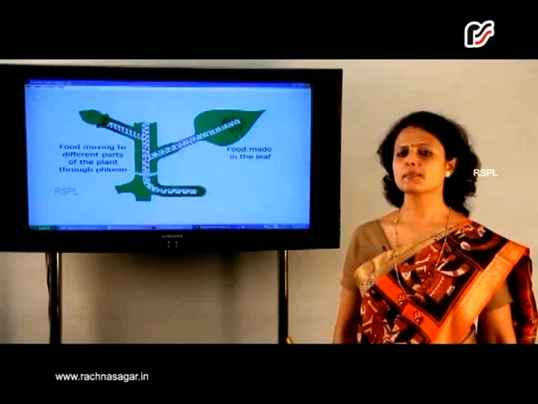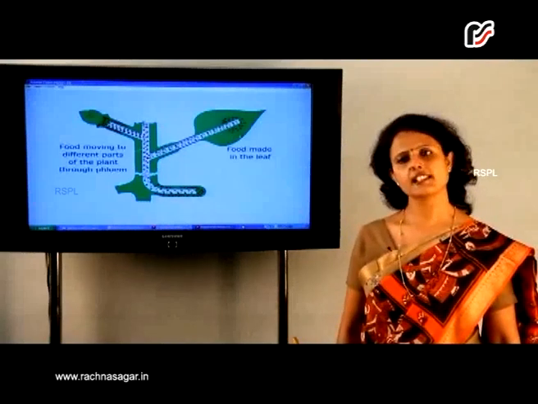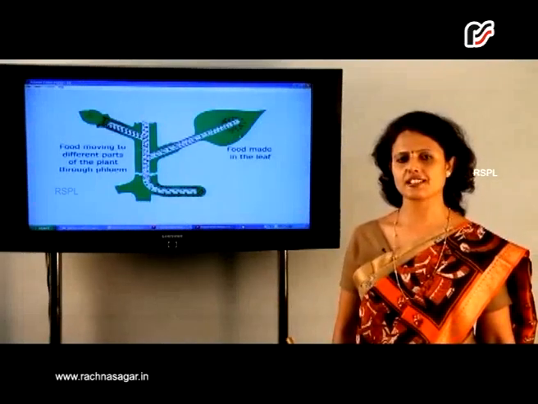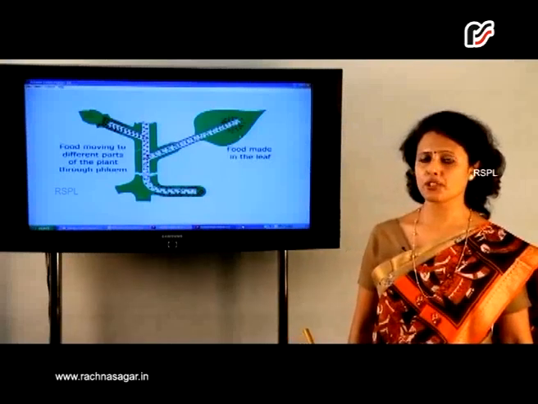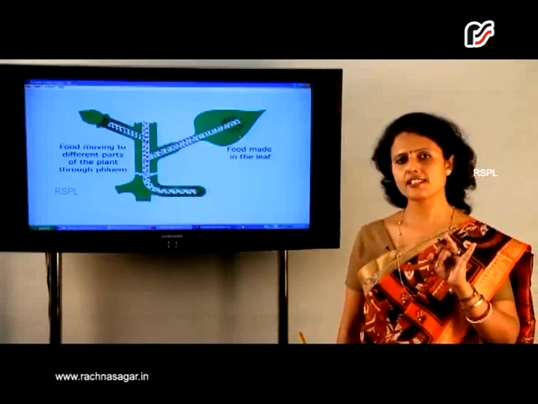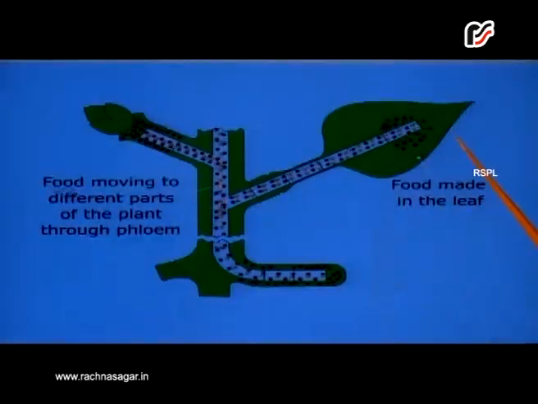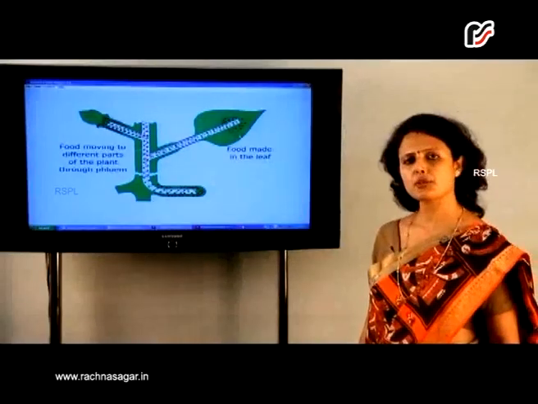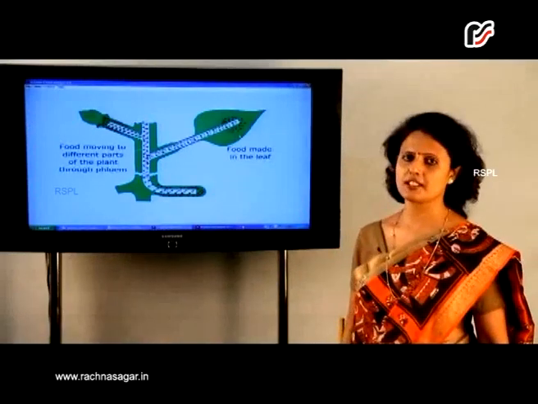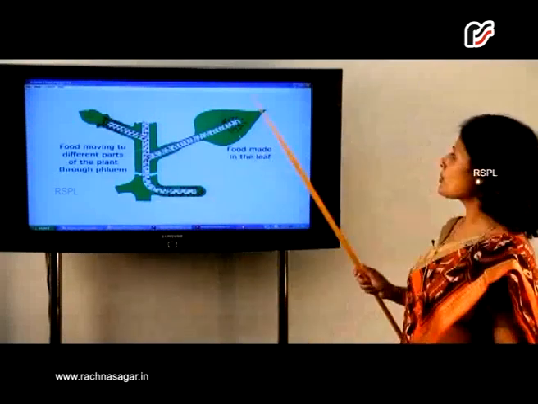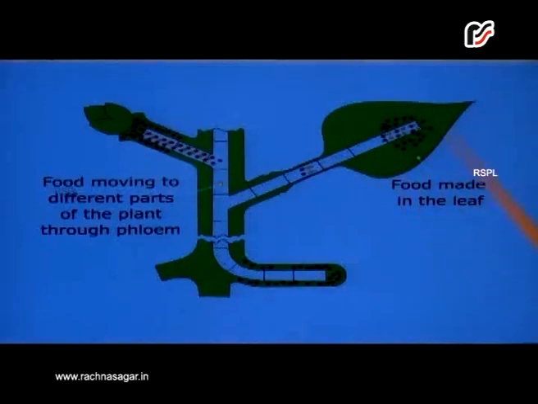The process of transport of food through phloem is defined as translocation. Phloem helps in transporting food, amino acids and many other substances. Food in the form of sucrose is first loaded onto the phloem tissue by utilizing ATP energy. This increases the osmotic pressure of the phloem tissue.